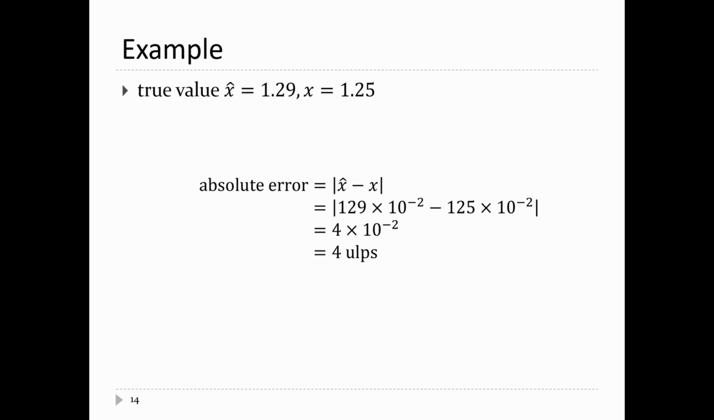You do the exact same thing with the 1.25, and you make sure that when you write down 1.25, you write it out with that exponent. This one's easy, the exponent's the same. Now you just take the difference here. You do your subtraction and you get 4 times 10 to the minus 2. That number there is your error in ulps. The unit in the last place of this number is your error in ulps. It's a little bit deceiving. If this number were bigger, then that whole thing would be the error in ulps. So the key part here is to make sure that those two exponents are always the same.